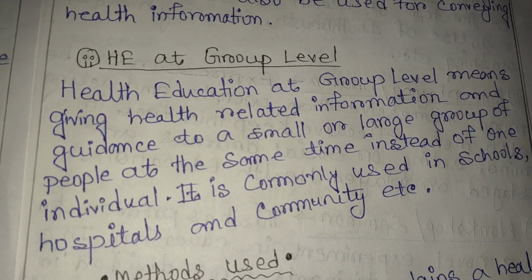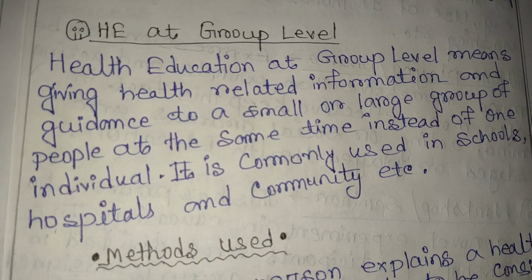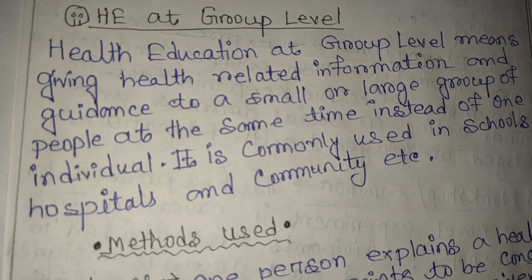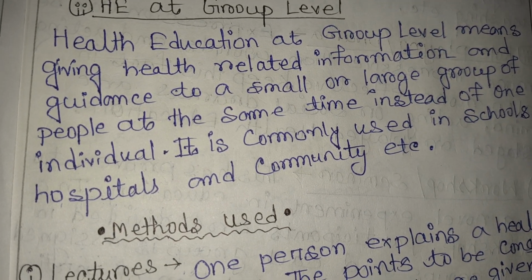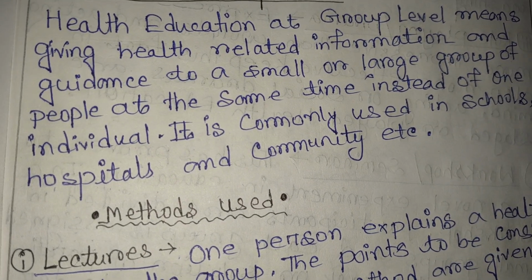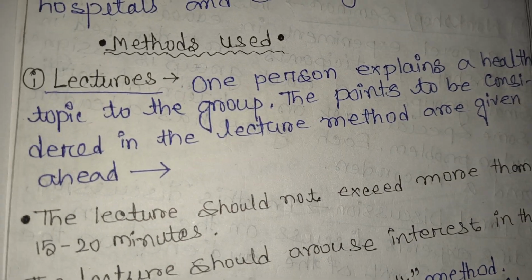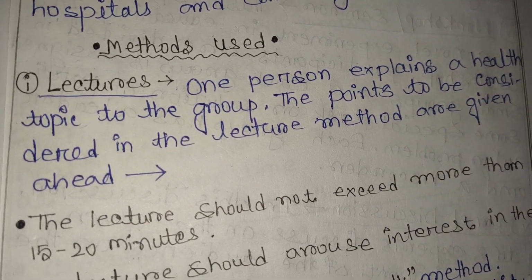Health education at group level. Health education at group level means giving health related information and guidance to a small group or large group of people at a time instead of one individual. It is commonly used in schools, community, and hospitals, etc. Methods used. Lecture. One person explains the health topic to the group.